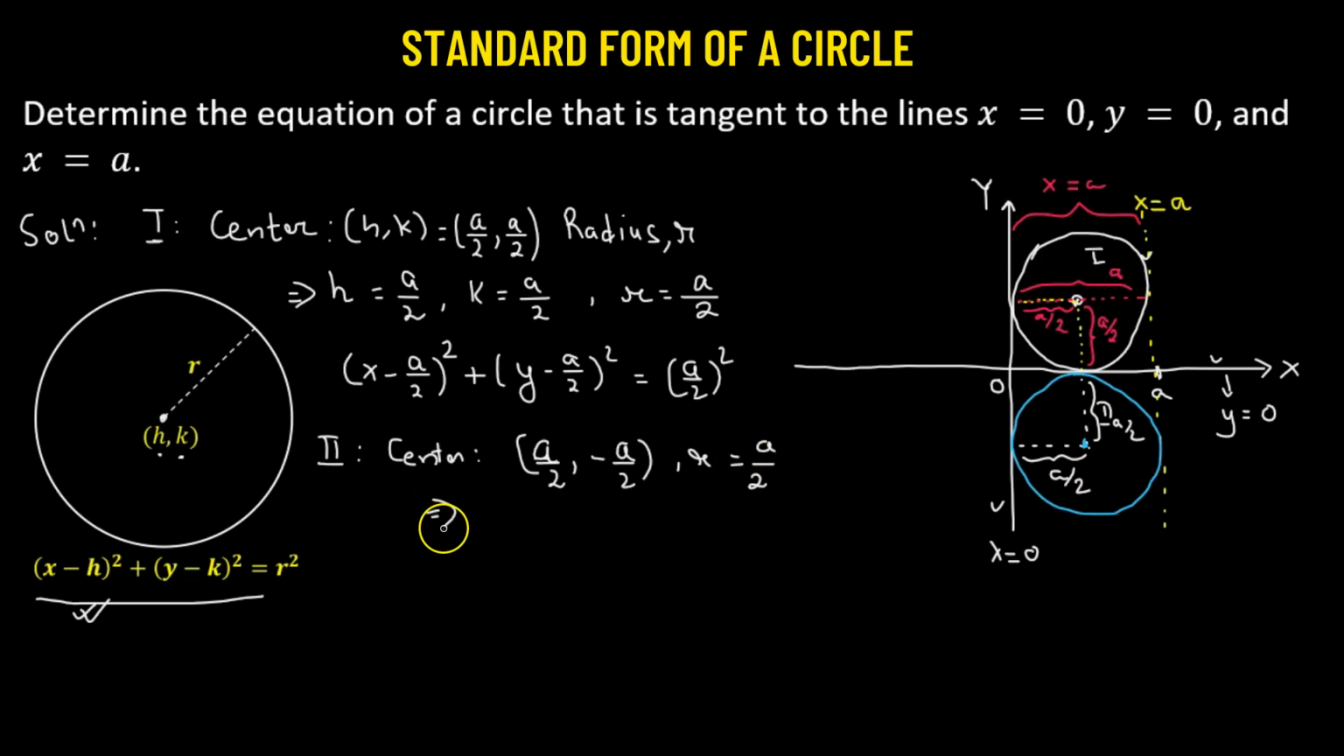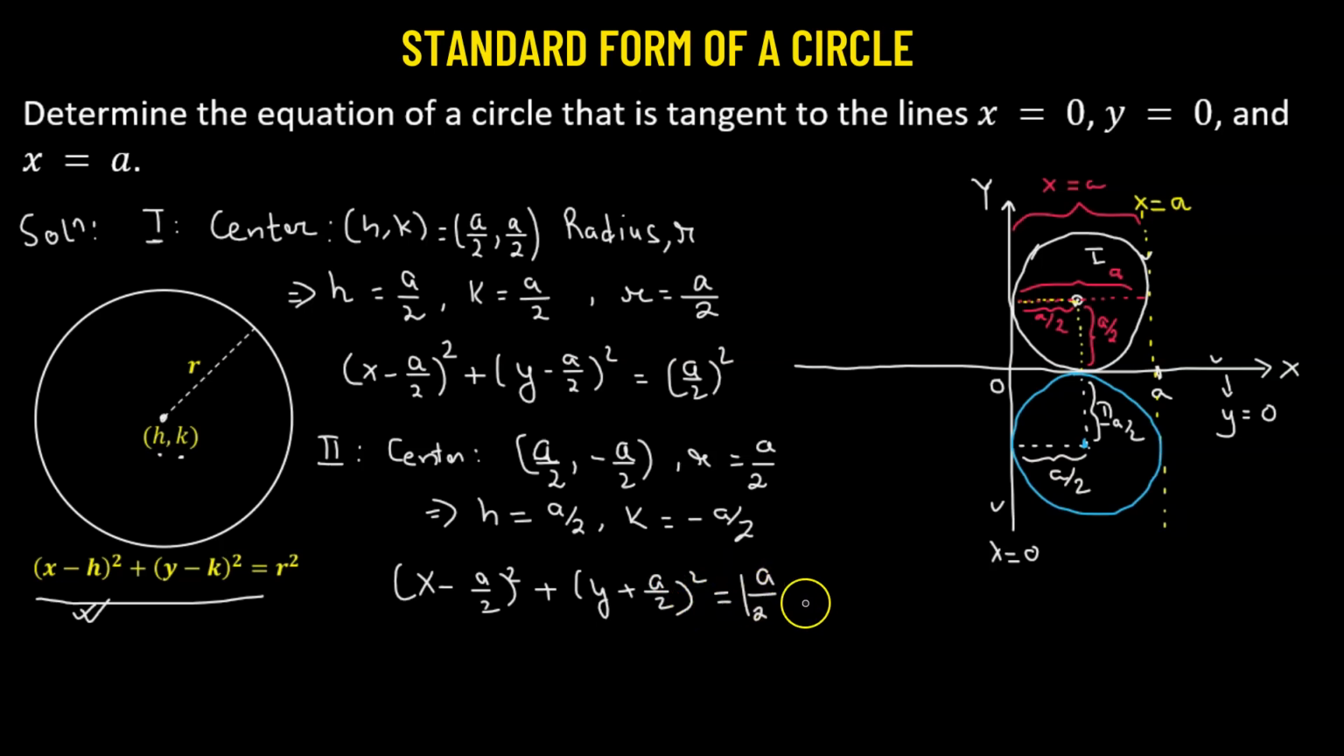Now that we have the center, we can say that the value of h is a over 2 and the value of k is negative a over 2. So the equation of the circle is x minus a over 2 whole squared plus y plus a over 2 whole squared, and that equals the square of the radius, a over 2 whole squared. So we have found the equation of the lower circle as well.